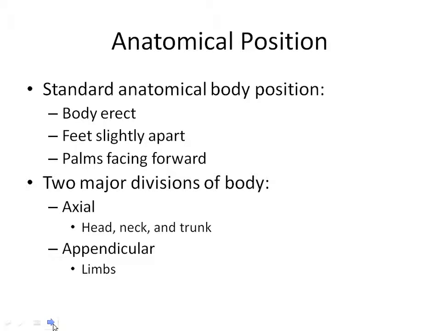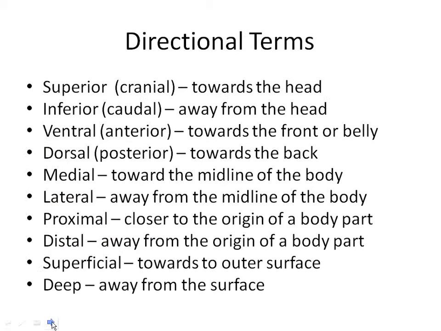When I'm standing in anatomical position, I can divide the body into two different regions. I have an axial region. The axial region includes my head, my neck, my chest, and my abdomen, which makes up my trunk. This is the central axis of the body. The appendicular region of my body is made of my limbs and anything that connects my limbs to the axial region of my body. So this would be my legs and my hips, my arms, and my shoulders.